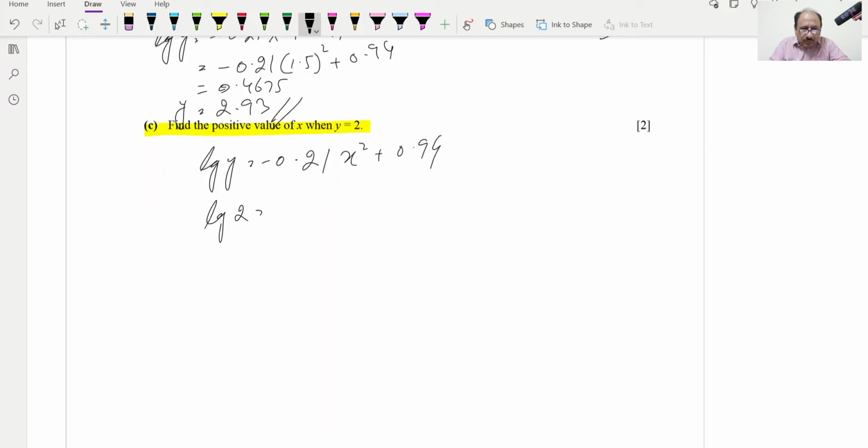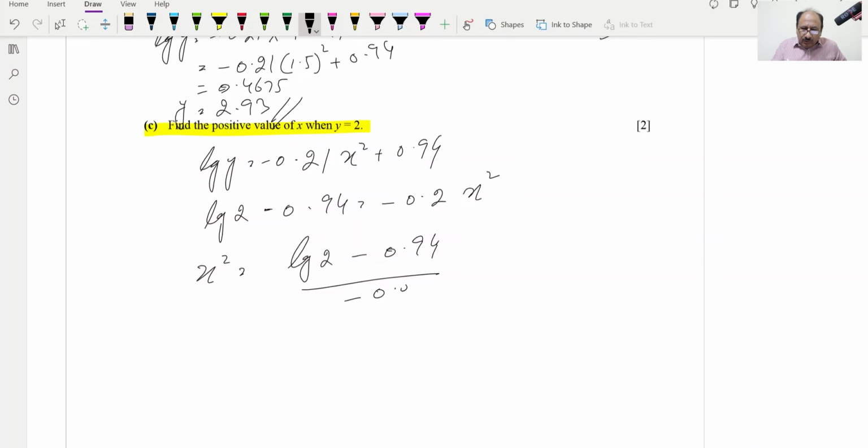So log 2 will be equal to... We can shift 0.94 also to this side, so minus 0.94 is equal to minus 0.2 x squared. So x squared will be equal to, we can simplify this. X squared will be equal to log of 2 minus 0.94, divided by, we can write, minus 0.2.